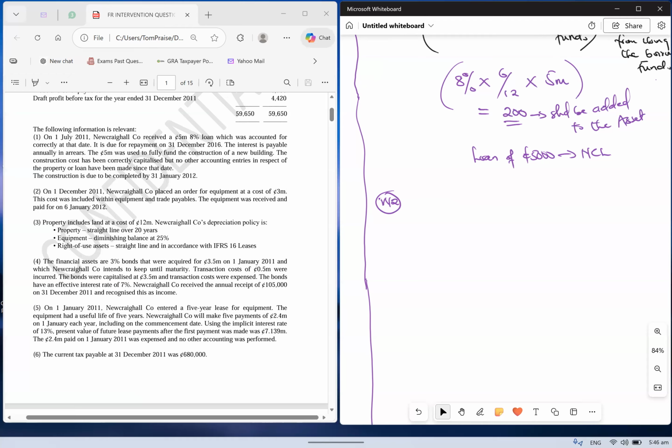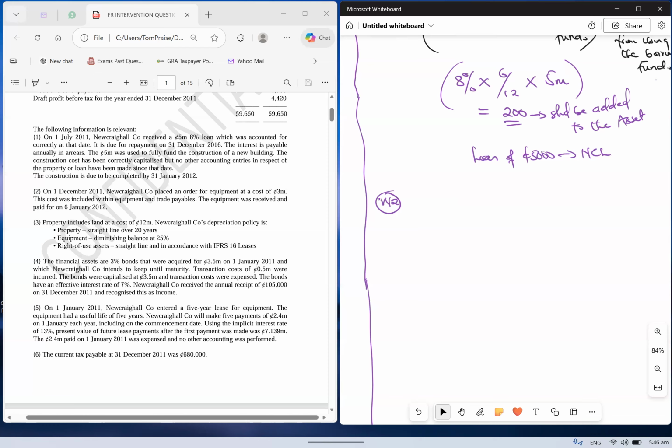Now, this one too, you need to ask yourself, which standard does this thing cover? A situation whereby somebody has placed an order for equipment at a cost of 3 million. It says the cost was included within the equipment and trade payables. The equipment was received and paid for on 6th January 2012. Now, if you look at it, 2012 is the next year.